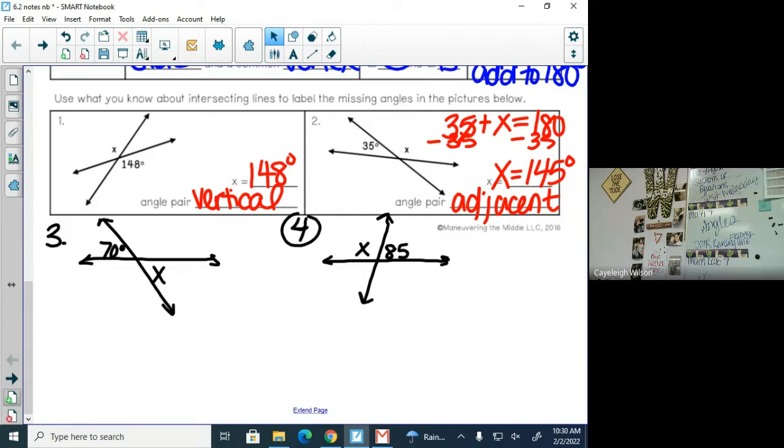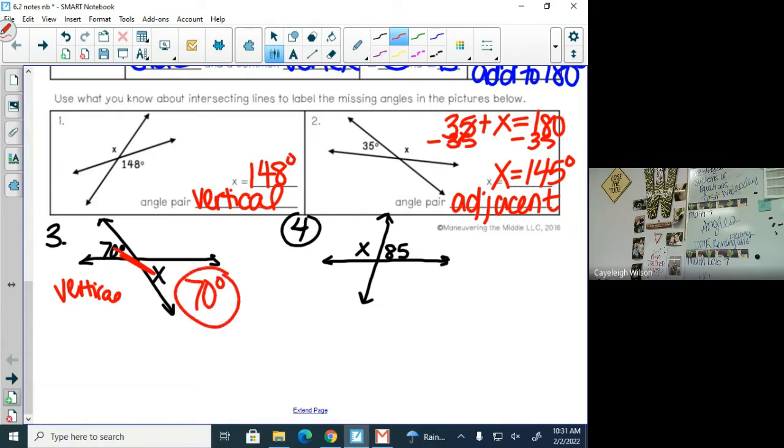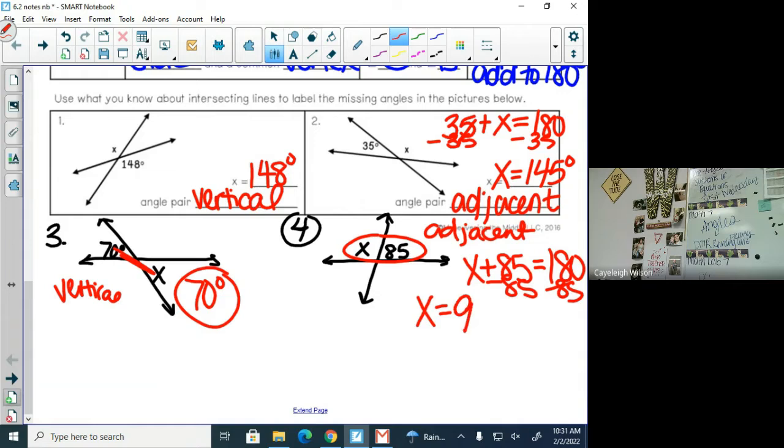All right, so on number 3, are they vertical or adjacent? Vertical. They're vertical, and they're vertical because they are directly across from each other. And if they're directly across from each other, then they are equal. So this is also 70. All right, number 4, are they across from each other or are they next to each other? They're next to each other here. So this is adjacent. And I know that when I add them together, they're going to equal 180. And then I find that that missing angle is 90.